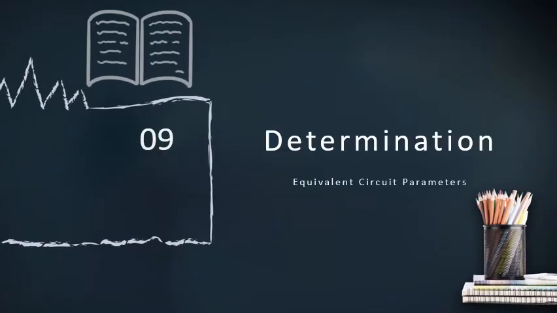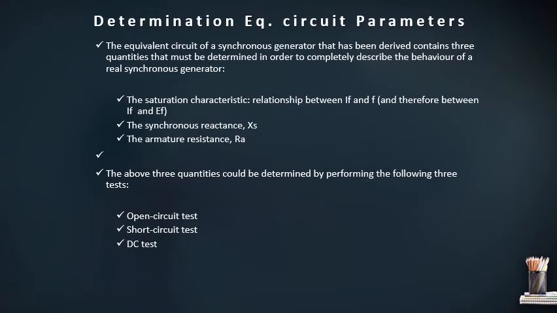Next, the determination of equivalent circuit parameters. The equivalent circuit of the synchronous generator that has been derived contains three quantities that must be determined in order to completely describe the behavior of the real synchronous generator. The first is the saturation characteristic, the relationship between IF and phi, and therefore between IF and EF, meaning field current and induced voltage. The second is the synchronous reactance XS. Third one is the armature resistance RA. The above three quantities can be determined by performing the following three tests: open circuit test, short circuit test, and DC test.